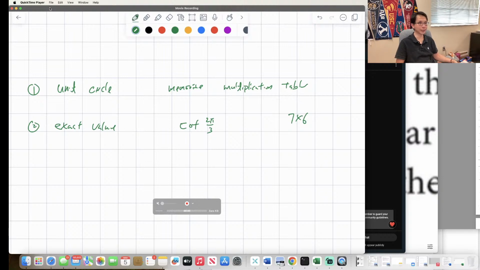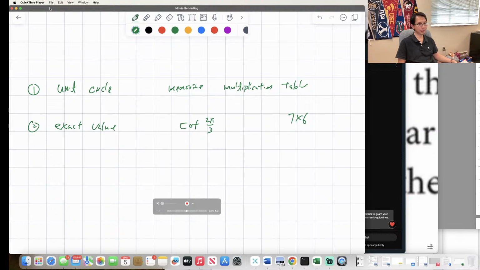I'm going to give you 30 seconds to figure it out. And for me, I don't even need a pencil. A good student should do it without a pencil. Should be able to figure out what cotangent 2 pi over 3 is. Check each other, see what you get. Emerson, what'd you get?